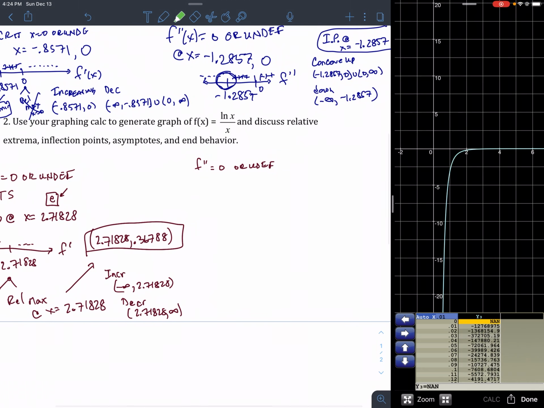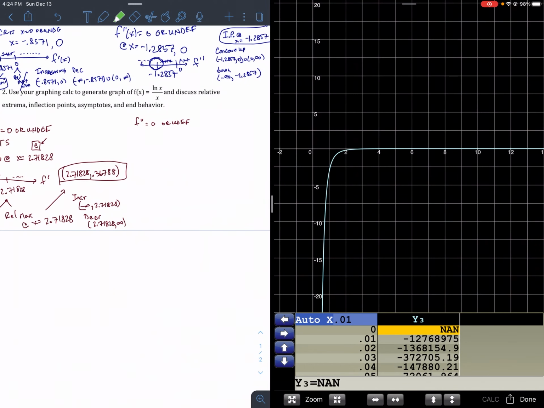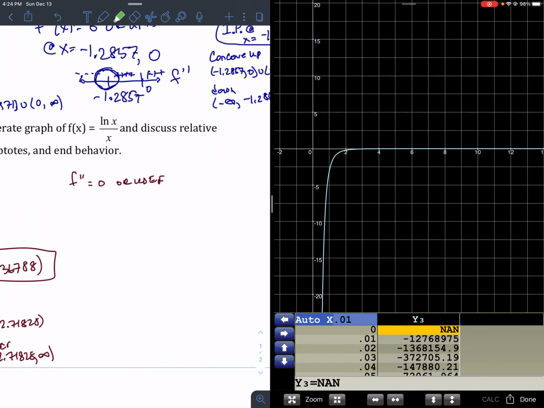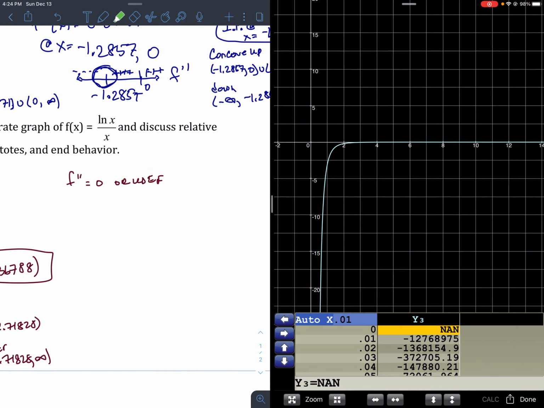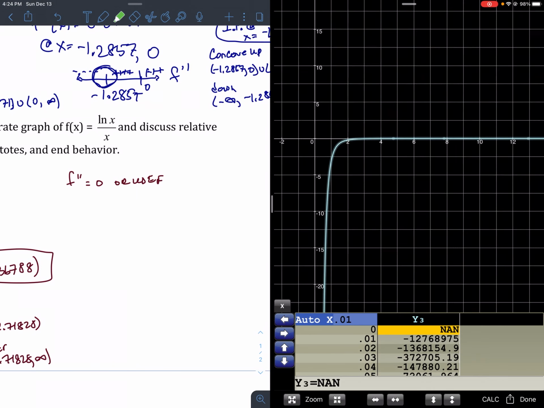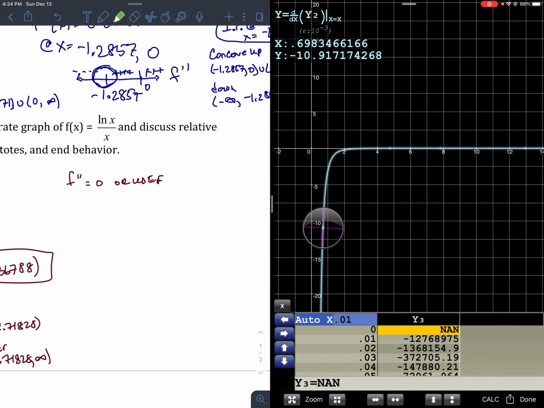Let's hit the graph button, and this is what we get. I'm going to slide this over just a little bit so we can see it a little bit better. I'll enlarge this, and right here is where I'm looking. I want to find where it's 0, so you do the process of left bound, right bound. My calculator will tell me where it is.